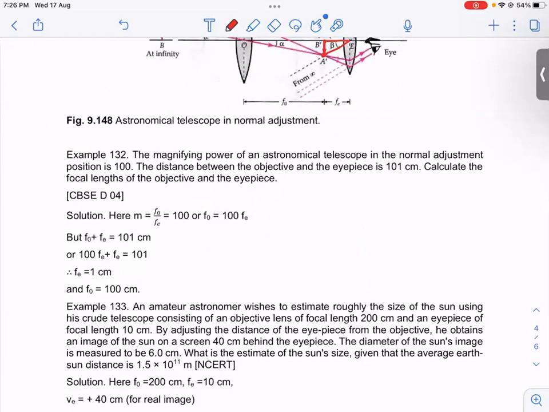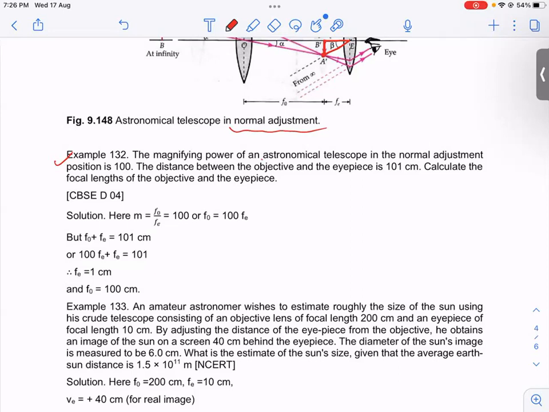Yes, sir. So when the image is formed at infinity, it is also called normal adjustment because when the image is at infinity, you will be able to see it in a relaxed position. Okay. So having these points in mind, let's try to find the magnifying power. Let's try to solve some problems.